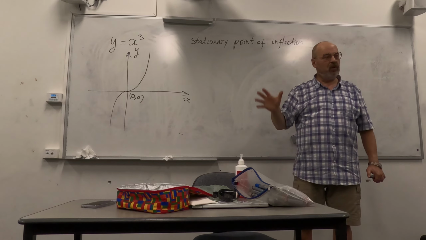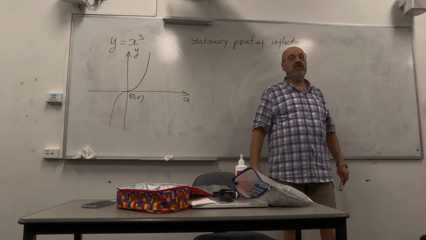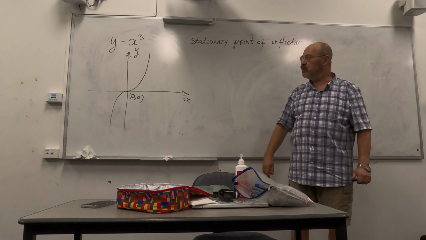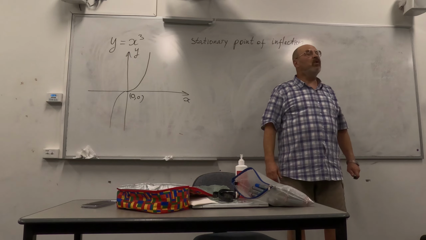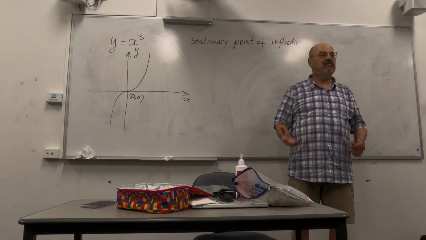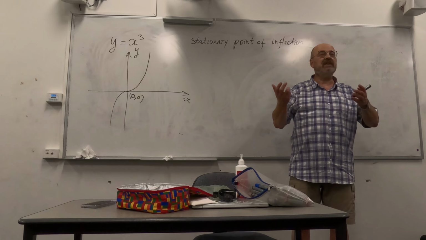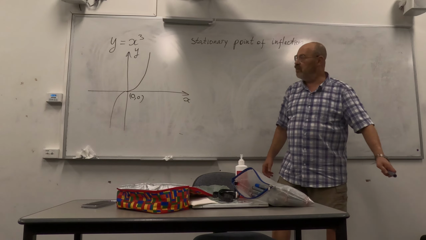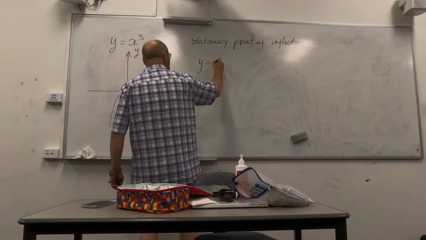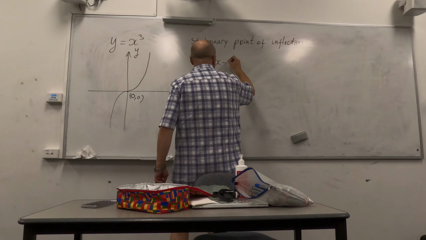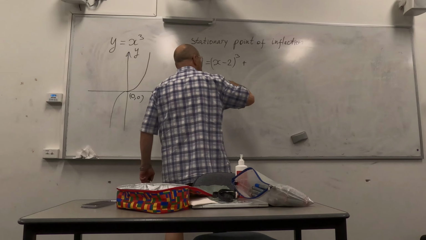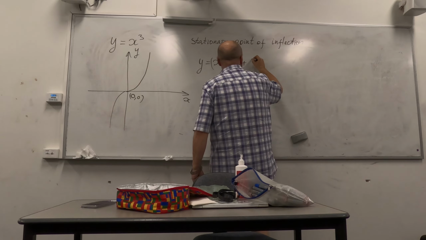We will learn more about that when we do differentiation. We'll start learning calculus and learn more about stationary points. For now, just this. Now, what transformations can we do with this graph? We can do, let's say, translation. So if you want to sketch the graph of y equals (x minus 2) cubed plus 8.